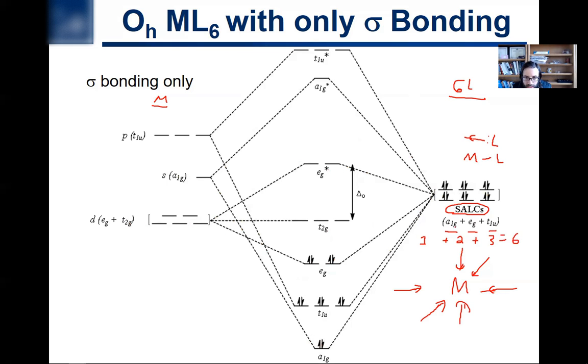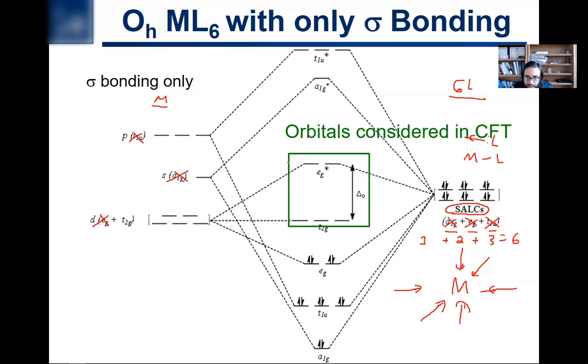And then what was left? Well, you used up the A1gs, we talked about the Egs and the T1us. So those are these, and these. Left was T2gs. So T2gs have to therefore be non-bonding. Nothing can bond with them. So they just slide over. And so this portion, okay, that's what we're talking about when we've been talking about crystal field theory.